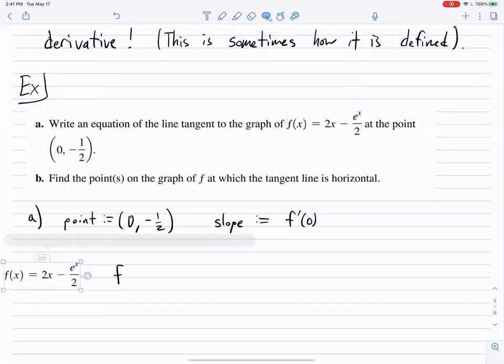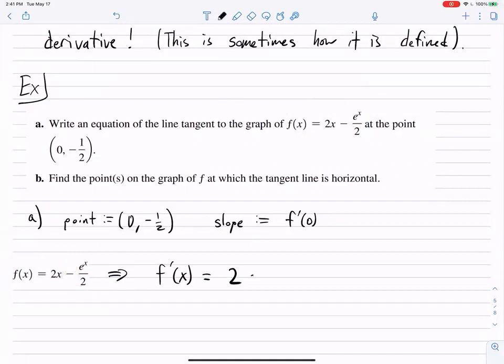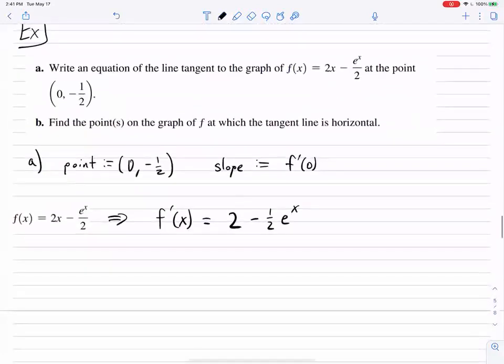Copy, paste. So if that's f of x, then that implies f prime of x, if I take the derivative of that function, is just 2. And then the minus 1/2 is just a constant. And so it's just minus 1/2. And then the derivative of e to the x is just e to the x. And so that's our derivative function.